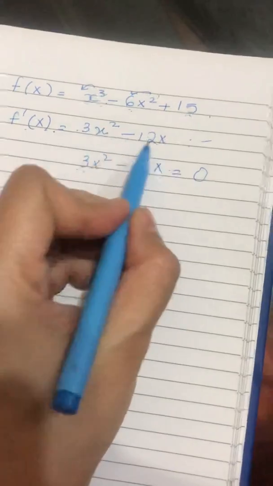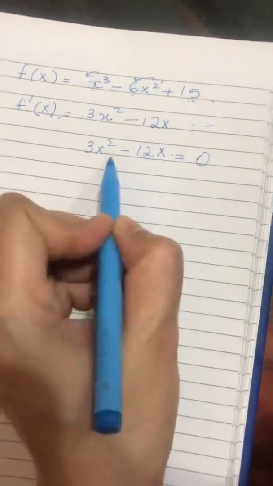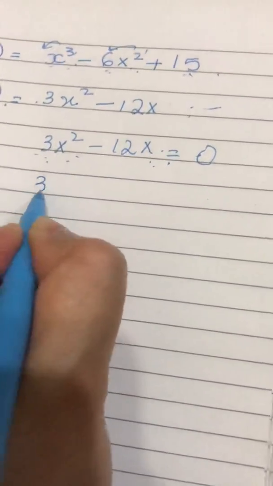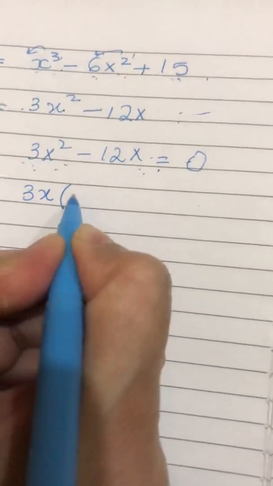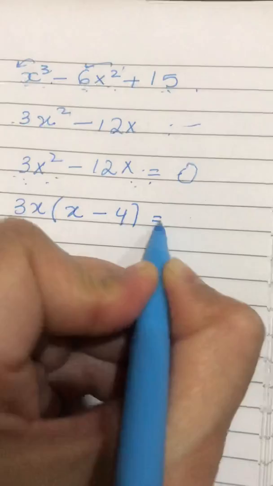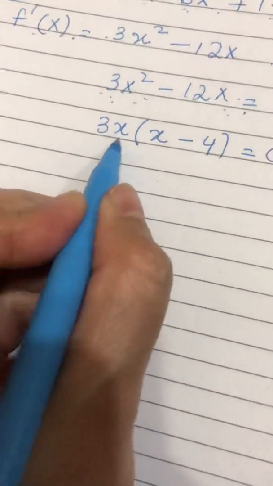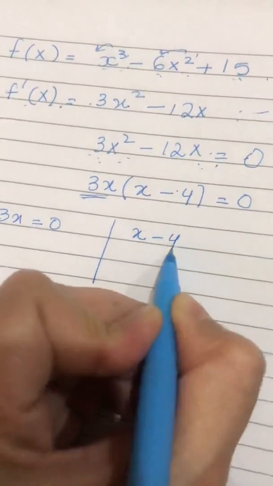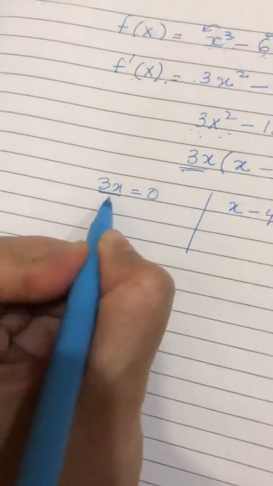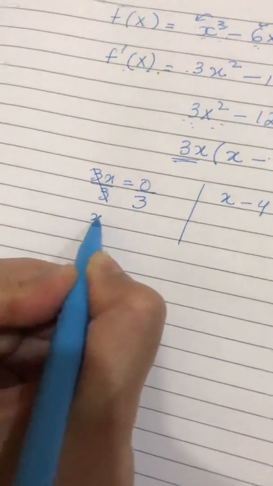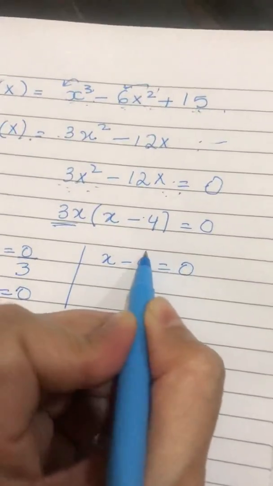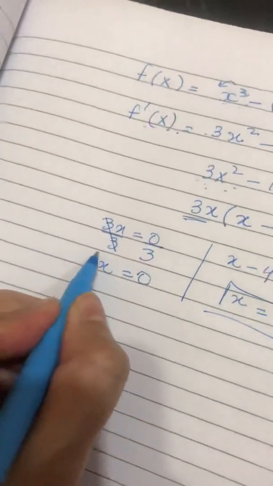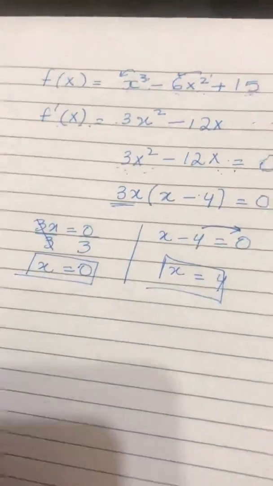Now, the second step is to make the equation equal to 0 and solve for x. Here you can factorize the equation. Take 3x as common and you will get x minus 4 equal to 0. Now, one time write 3x equal to 0 and one time write x minus 4 equal to 0. Solve for x. Divide both sides by 3, so you will get x equal to 0. In the other equation bring the 4 to the other side, so you will get x equal to 4. So, in this situation you have two critical numbers.